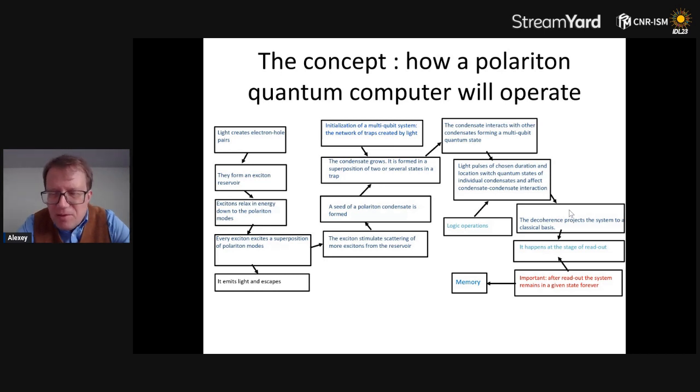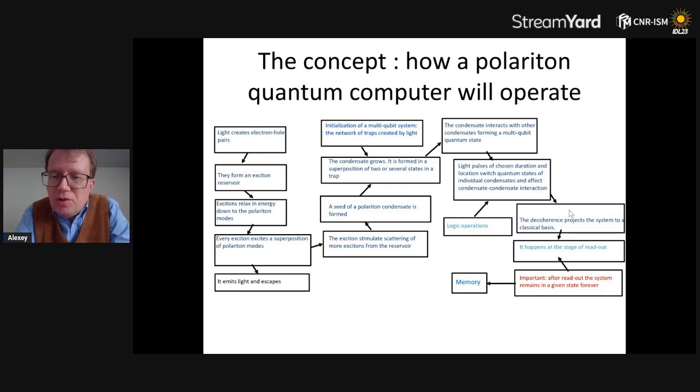Then at some stage, this system becomes classical. It is projected to the classical basis. For example, the basis you can choose also with the spatial light modulator. You set the basis in which you detect the system, to which you project the system. So the system with quantum superposition is projected to the classical basis at the stage of readout.